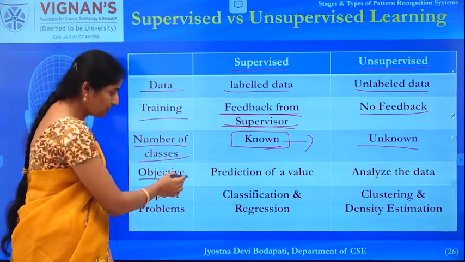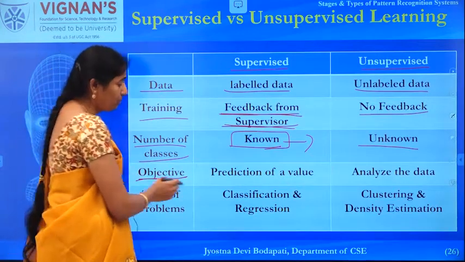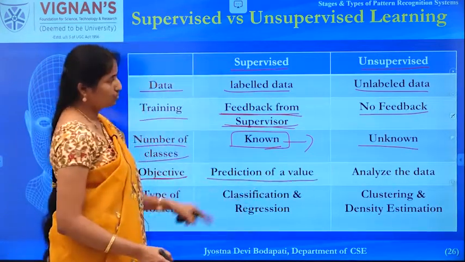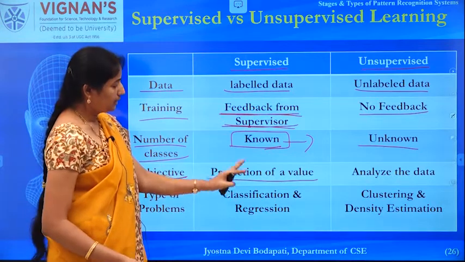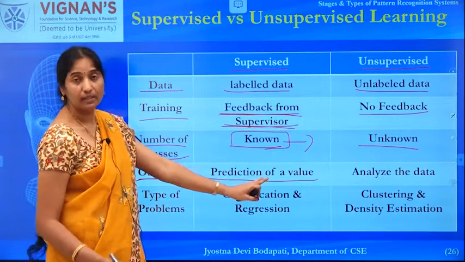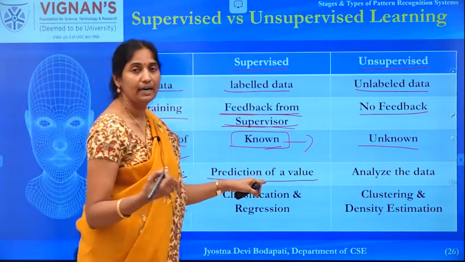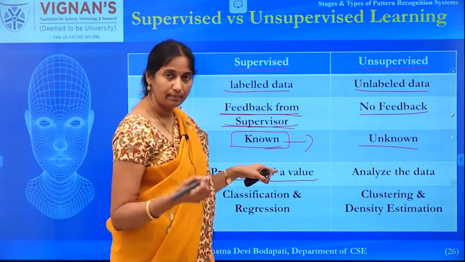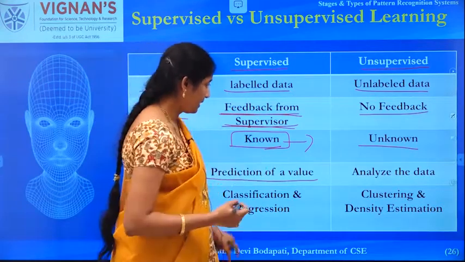And the objective here: these models are trained with an objective of predicting a value. So in supervised learning, you are going to predict a value. If the predicted value is a continuous value, then you call that a regression task. If it is a discrete value, then you call it a classification task.